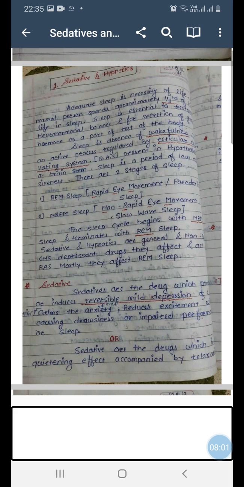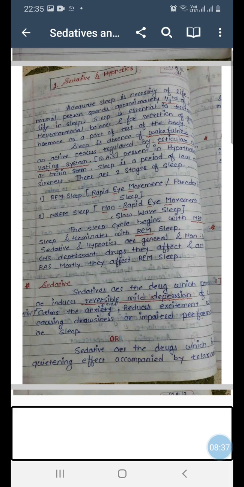And then again, an NREM sleep cycle will begin for 90 minutes, and then again a period of REM sleep, then again NREM, and then REM, likewise. So, throughout the night, you can pass through at least five periods of this NREM and REM sleep. If you count the overall sleep cycle, you will find around 20 to 25% contribution is of REM sleep, and the rest 70 to 75% contribution is of NREM sleep.